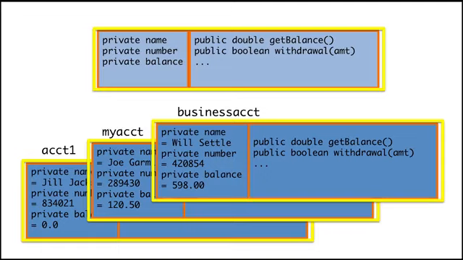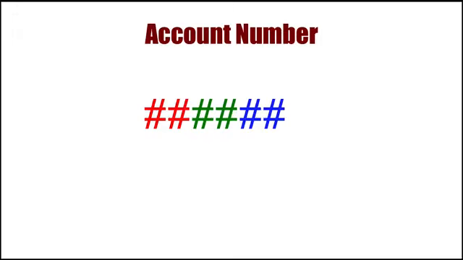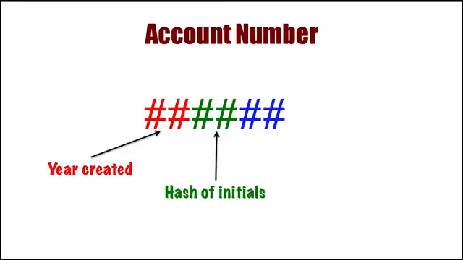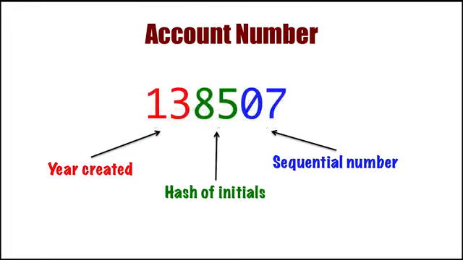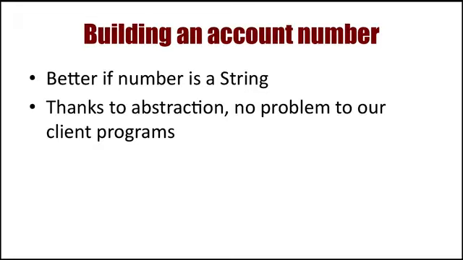So when would a variable or method be declared static? Let me build an example for you. Suppose we want to build account numbers by using the year, account holder's name, and a sequential number, something like this. This may lead us to define the account number as a string, which might be more practical than making it an integer. Thanks to abstraction, a change like this won't be a problem.